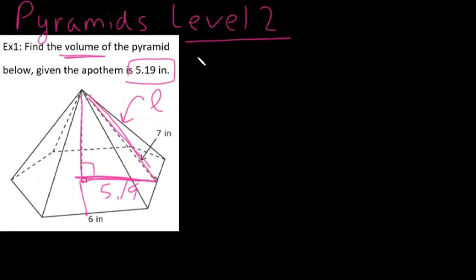So, example 1 says this, find the volume of the pyramid. Well, we're going to start here with our formula. We know that the volume of a pyramid is equal to 1/3 the area of the base times the height. Now this problem really comes in 3 parts. Part 1, we need to find the area of the base. Part 2, we need to find the height. And part 3, we need to put it all together.